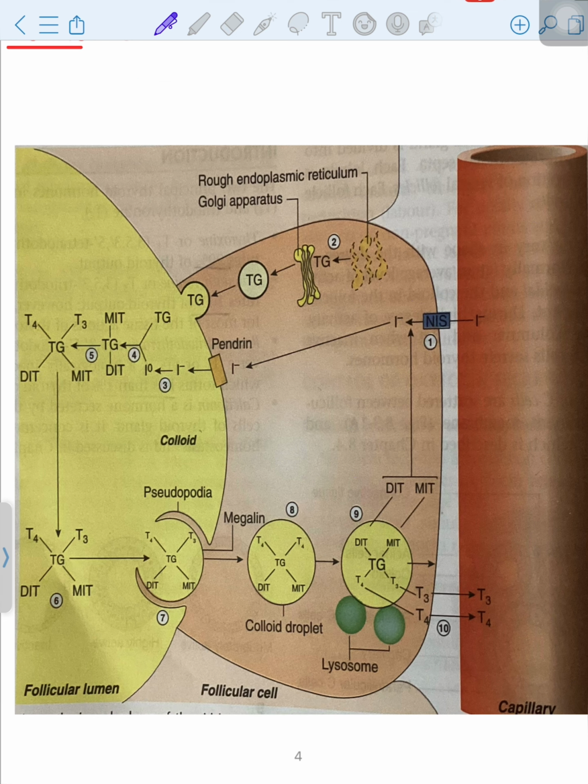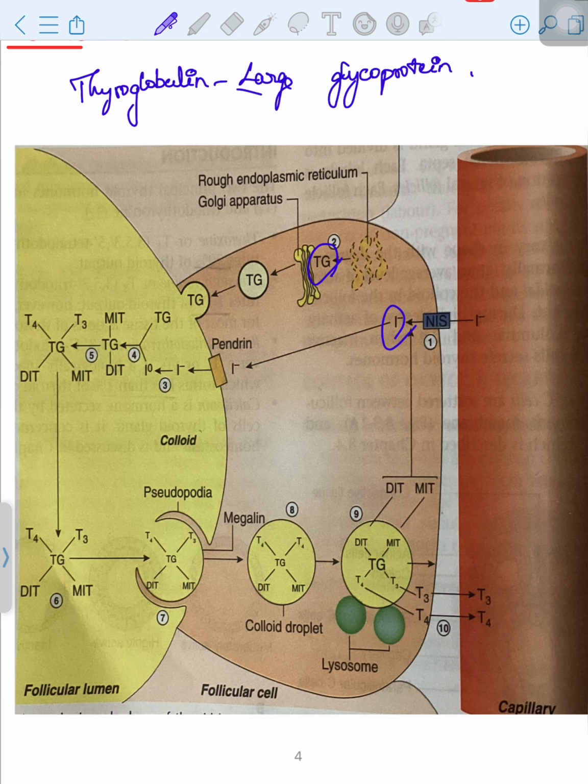Okay. Now this iodide has entered into the follicular cells. Step one is over. Step two is that there is a molecule called thyroglobulin, which is nothing but, let me write it down in abbreviated form, thyroglobulin. It is nothing but a large glycoprotein which is present on the surface of the rough endoplasmic reticulum.